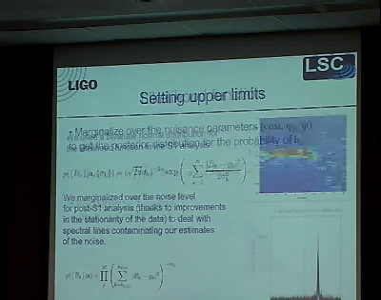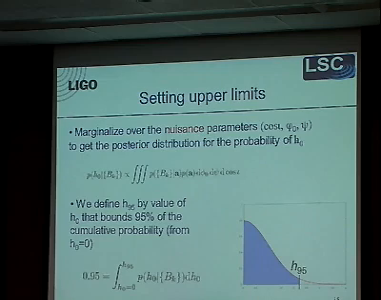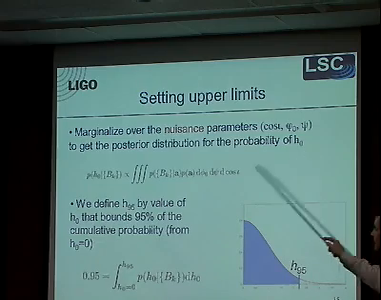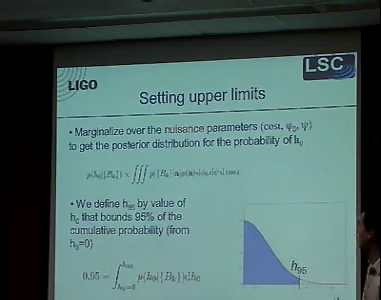In this one, to set upper limits, we just marginalize over the nuisance parameters, the orientation of the pulsar, for example, and the initial phase, so that the only parameter we're interested in is h0, so that we get the posterior distribution for h0. And then we define the 95% upper limit by the value that bounds 95% of the cumulative probability of h0.